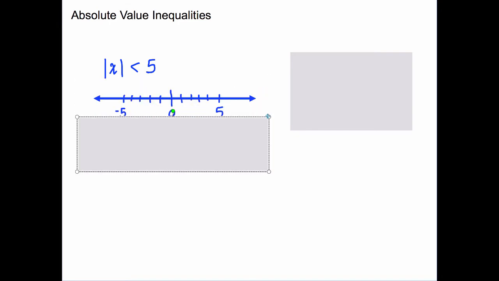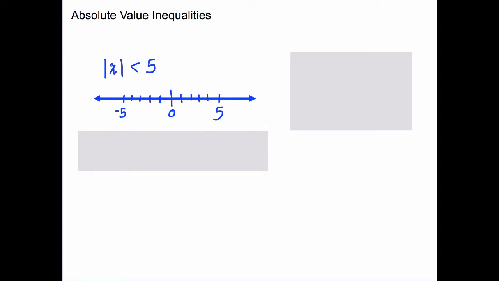Welcome. Now we're going to learn how to solve absolute value inequalities. We'll look at the absolute value of x is less than 5 first. And I think it might be helpful to look at this on a number line to see where we might find the solutions to this. So here's a number line.